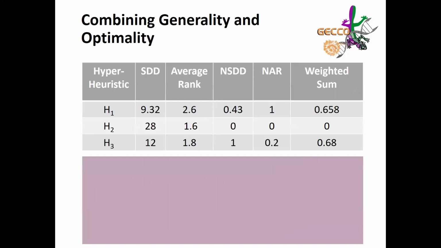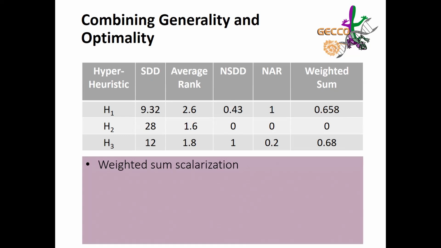Okay, now if we look at our SDD values and our average rank, and we want to take both into consideration when we're assessing the performance of these 3 hyperheuristics, we could do a very simple weighted sum scalarization. We know the disadvantages associated with that, right? We could pull in any direction. But if you wanted to do that, in some cases that may actually work.